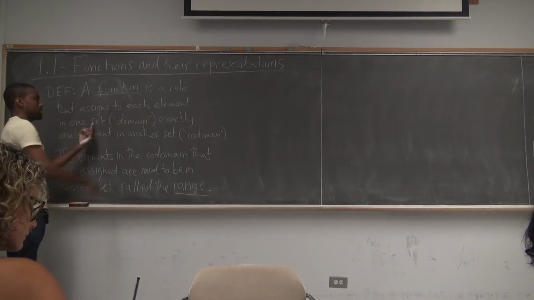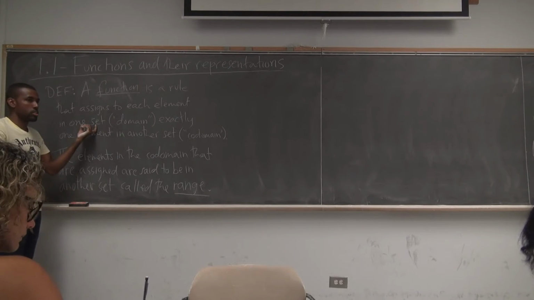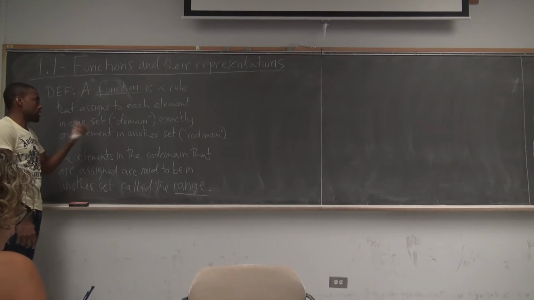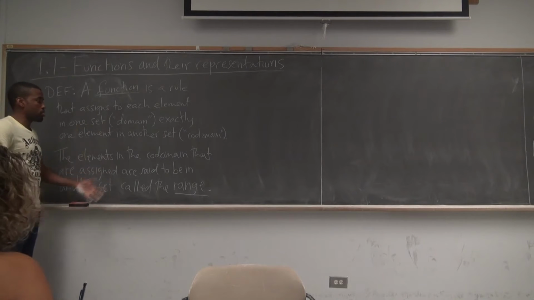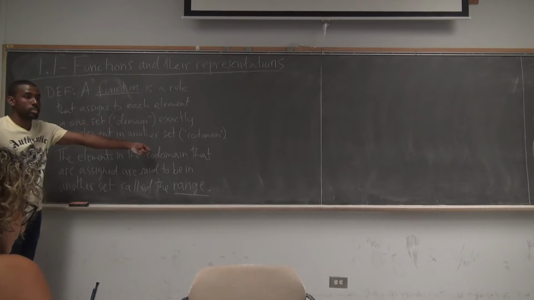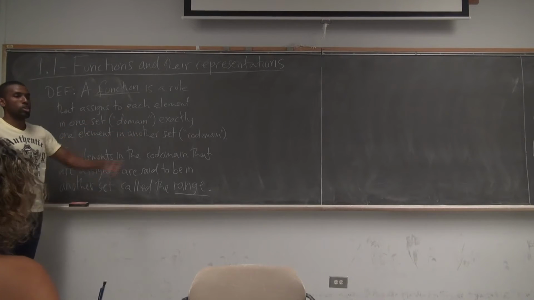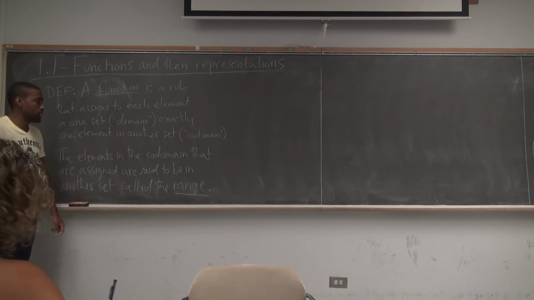A set is just a group of objects, right? A collection of objects. They could be numbers, letters, names, anything. It's a very general definition, right? So I have one group of things which I call the domain, and I'm connecting all those to something else in another group of things which I call the codomain, right? So I'm creating a relationship between objects, right?